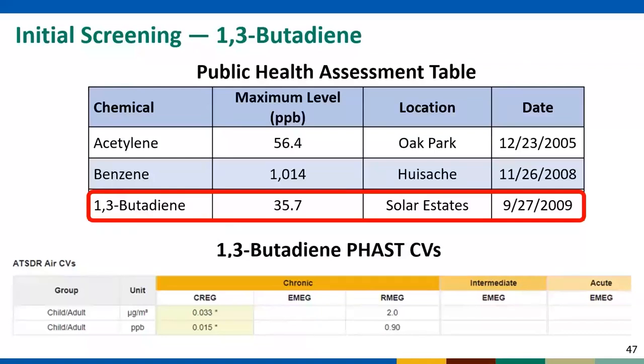Let's find out how you did. For initial screening at this site, the answer is yes. Remember, we defined initial screening at this site to say that we were going to compare the maximum level to the lowest CV, and the maximum level of 1,3-butadiene exceeded the ATSDR recommended CV, the Craig, and the other CV, the RMEG.